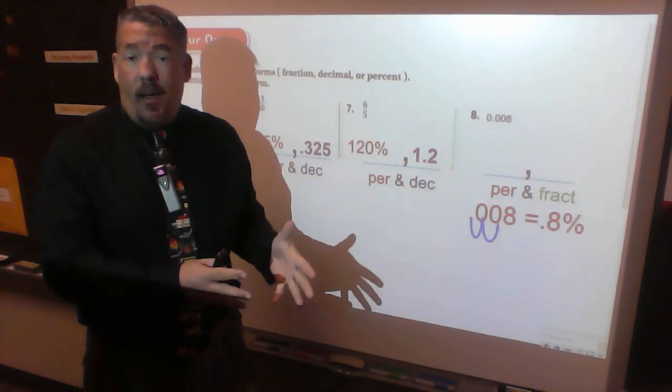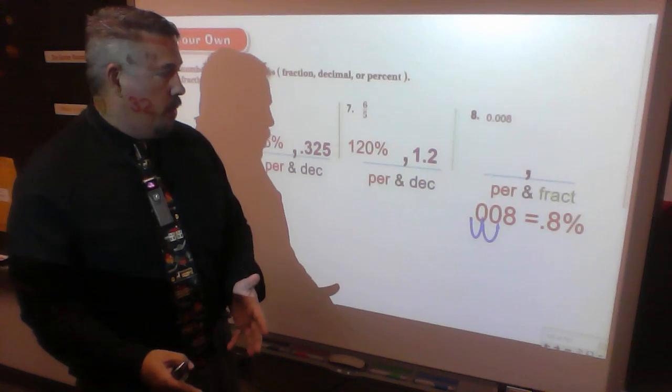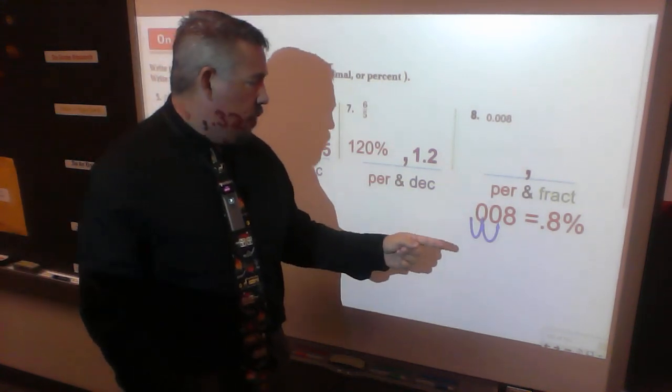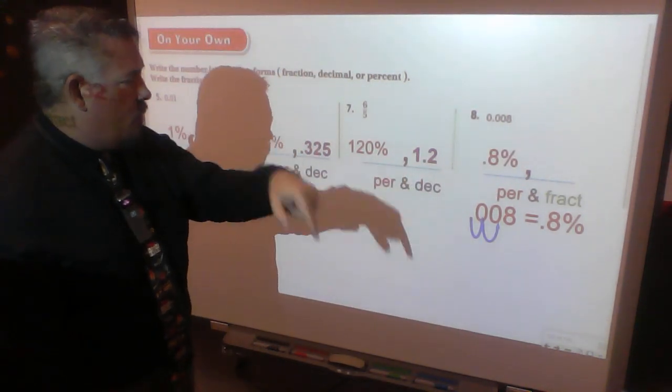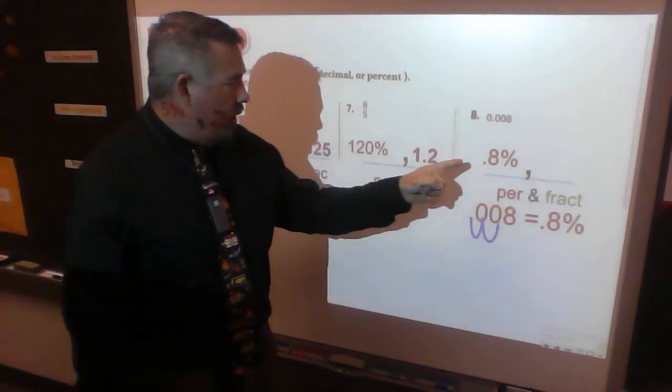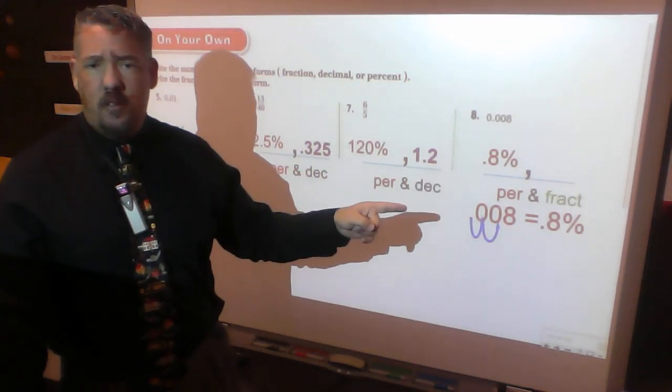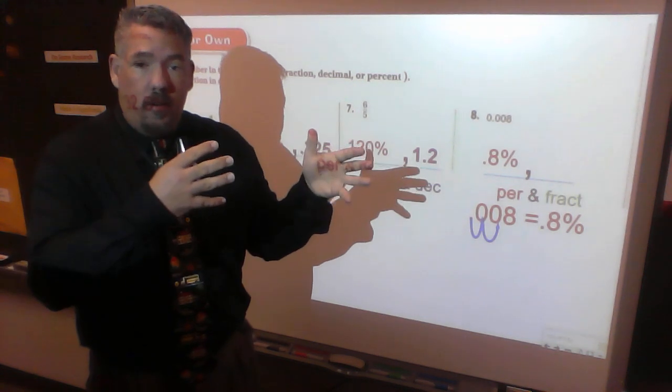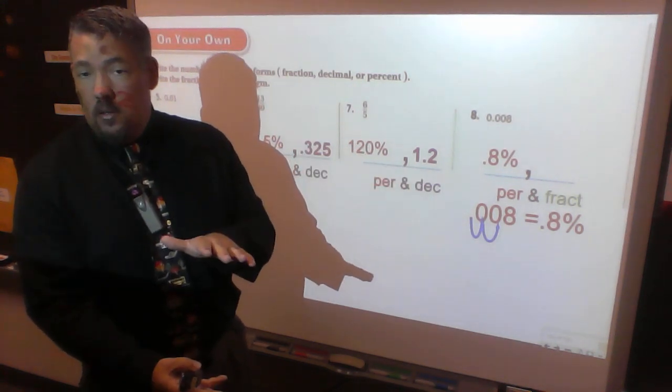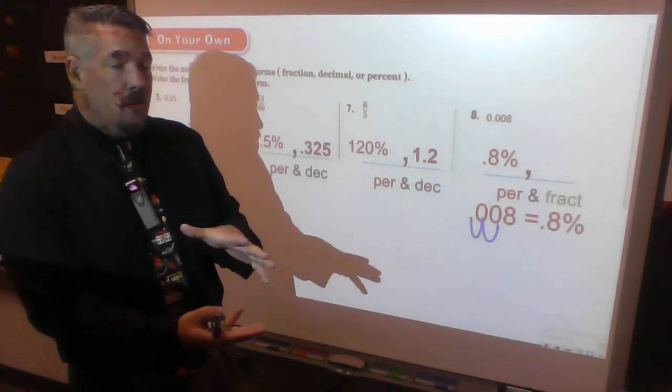So I know I have 0.8%. All right, so I'm good with that. Now, I have to go to a fraction. We said if I have a decimal in my fraction, then I still am going to put it over a denominator of what? 100, right? Because that's what percents are out of.